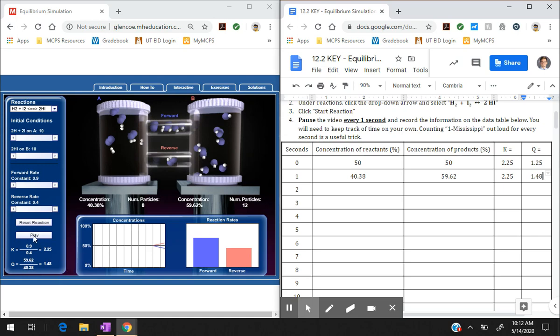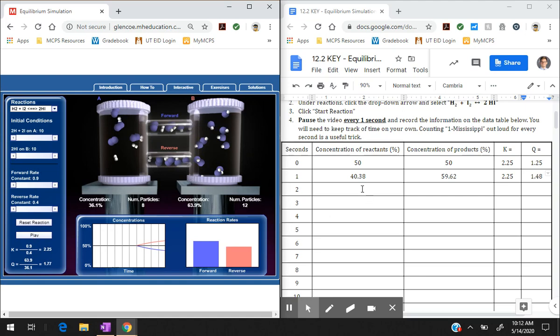So let's go through 1 Mississippi. There's another second. Again, if you're doing this on your own, the data doesn't have to exactly match this, but it's an experiment, right? It's a virtual lab. So as long as you are in the ballpark, we should be okay. 36.1 and 63.9. K is still the same, and I'm up to 1.77 for my Q value.